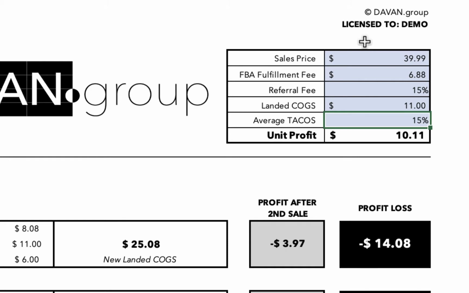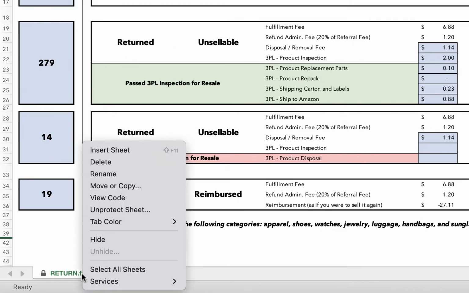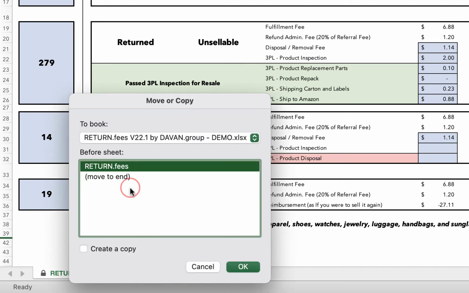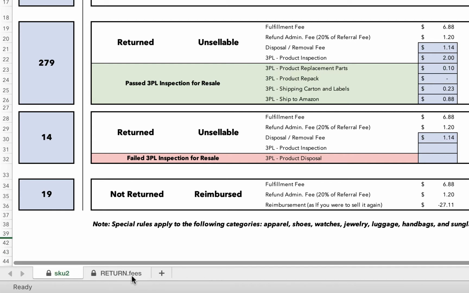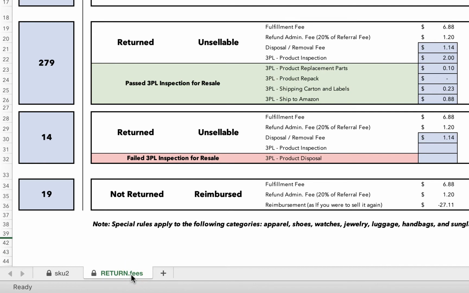Now, if you have multiple SKUs and want to calculate your return fees per SKU, you can just go down here to the tab, right click it, go to move or copy, and check create a copy. Then you can rename it if you'd like, put the SKU name in, or call it SKU2 or something. You can make as many tabs at the bottom as you'd like, or if you have a product that just has color variations and you want to take an average, that's absolutely fine. The idea of this is just to give you a rough estimate of how much the returns are actually costing us.